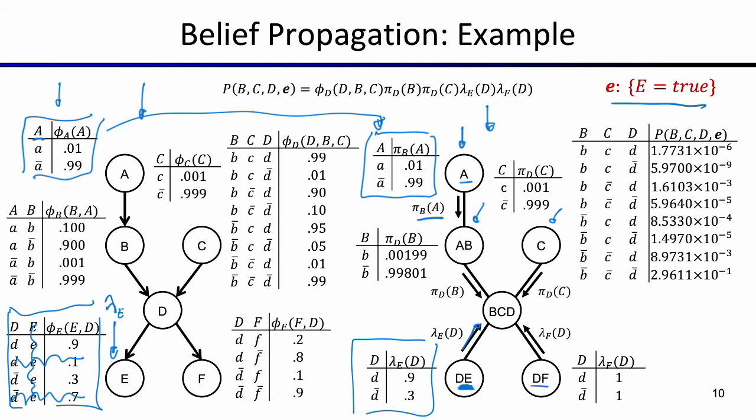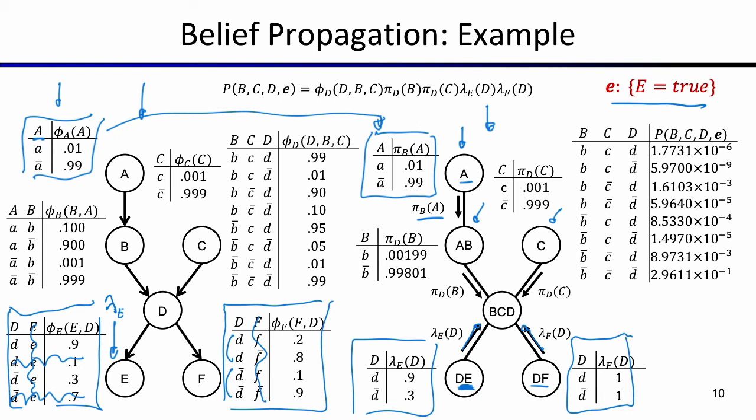On the other side here, we have the message that comes from the node with cluster DF to BCD. In this case, this message will be based on this factor here with the elimination of the variable F. So we're going to eliminate the variable F here. I'm going to sum over the values of F. So we have one value here for D true and another value here for D false. We're going to sum to 1, 1, and we send this message up here.